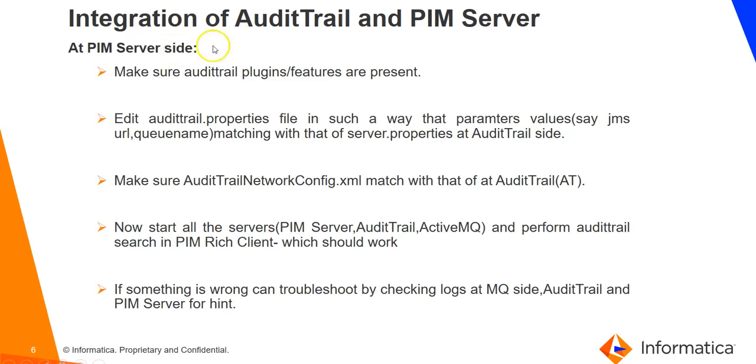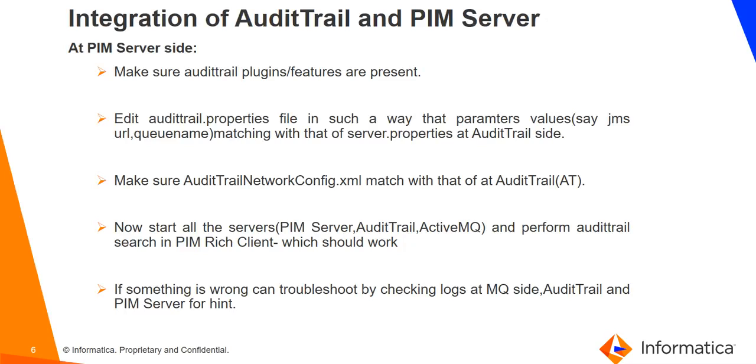So the last one is integration of the Audittrail server and PIM server. At the PIM server side, you need to make sure the Audittrail plugins and features are present. Please note that from PIM 806 we are providing the Audittrail plugins within the server plugins and client plugins, and the features within the server features and client features. But in case of older versions, we ship it as part of separate packages, a server Audittrail zip file and a client Audittrail zip file, which contain only features and plugins related to Audittrail.